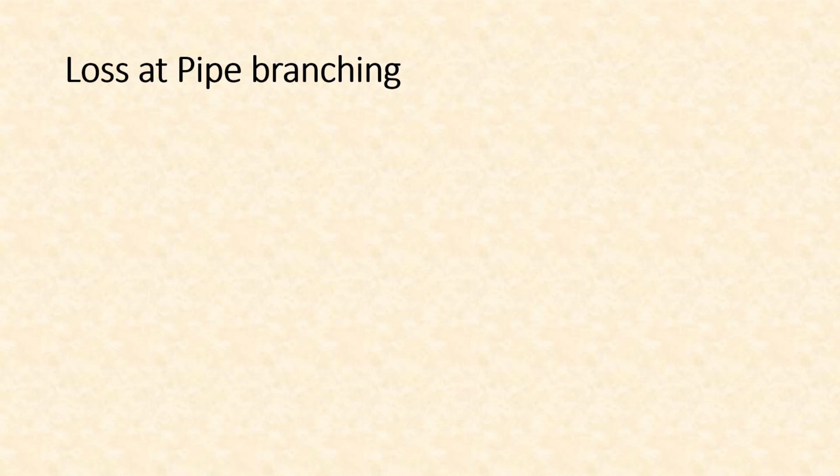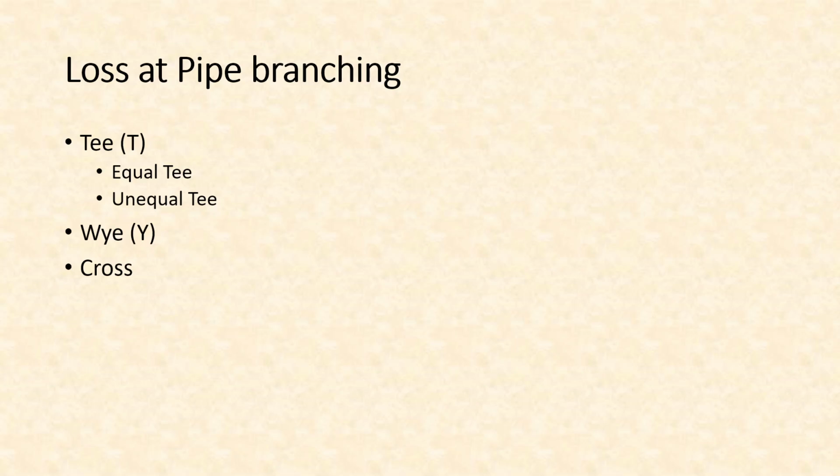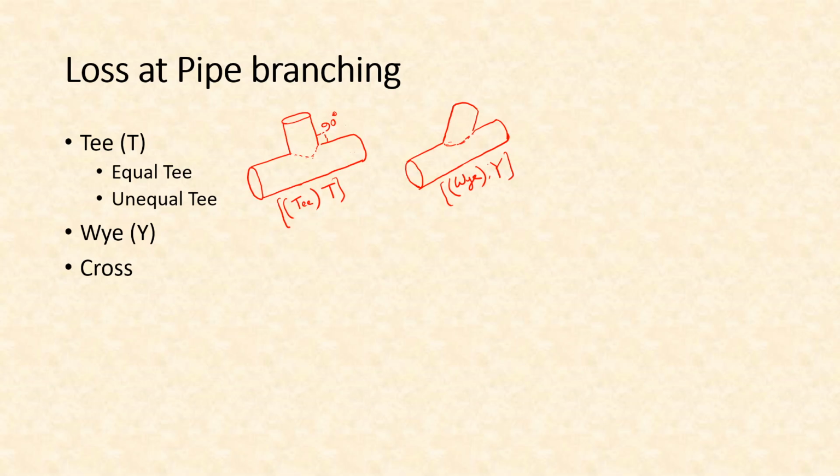Now the final part is loss at pipe branching. A pipe branch is where flow from one pipe can be transferred to another pipe. So they will look something like this. This kind of a branch is called a T branch, and this is called a Y branch. They're called so because they look like those English letters T and Y. There can be a cross branch as well, which will be something like this.